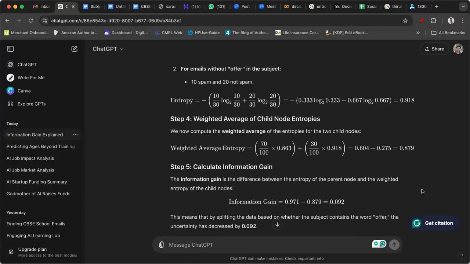Because the uncertainty has decreased by 0.092. That means the value of entropy has decreased, or the information gain has been added by 0.092, almost 9.2%. Okay, that is what it infers.